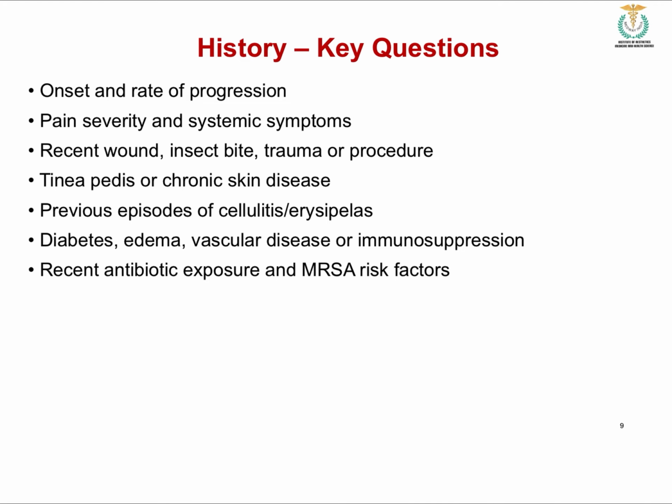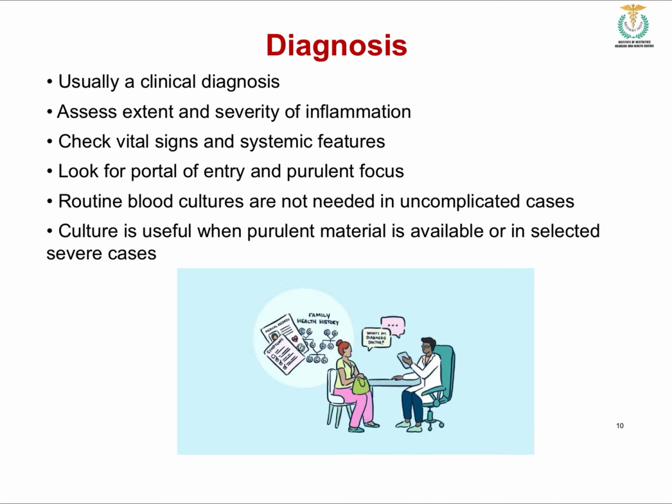So these are the questions you have to ask the patient while taking the history. Based on the history you can diagnose the condition properly. Cellulitis and erysipelas are primarily clinical diagnoses. So we assess the appearance of the skin, extent of infection and systemic condition of the patient, and we should check the vital signs, particularly temperature, heart rate and blood pressure. And we should carefully examine the affected area for abscess, wound, ulcer, bite or other portal of entry.